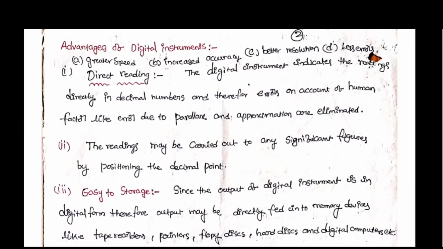As usual, what are the advantages of digital instruments? Greater speed, increased accuracy, better resolution, and fewer errors. I already told you. Simply direct reading, it is easy to store. We can store the data and we can easily send the data somewhere, because through online also it is possible. Through cables also we can send the data. But with analog instruments, through cables we can't read. The human has to come after that. He has to take the reading and enter it into digital.